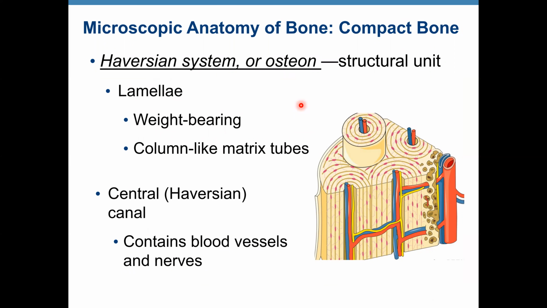This is the microscopic anatomy of a bone, specifically compact bone. The structural and functional unit of compact bone is the osteon. An osteon is made from rings of bony matrix called lamellae. Lamellae are weight-bearing, column-like matrix tubes. You can see this is like one tube inside another tube and inside another tube and inside another tube.